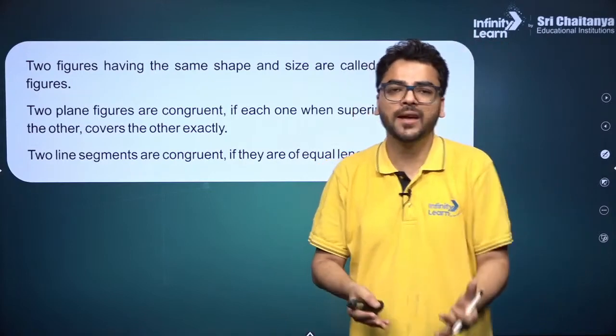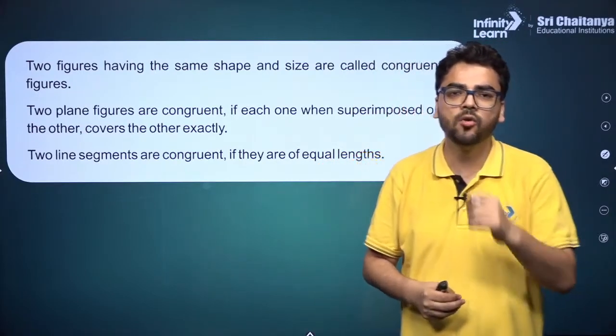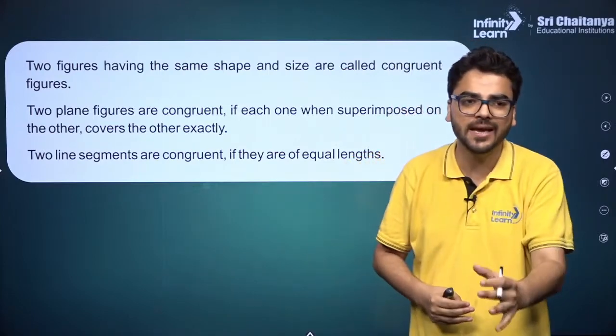So the two figures having the same shape and size are known as congruent figures. I mean, they look like each other and they are of the same size as well.